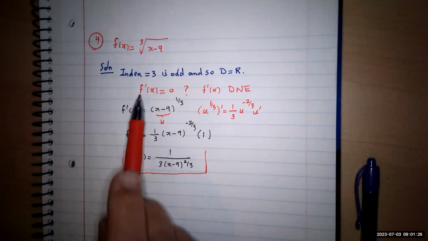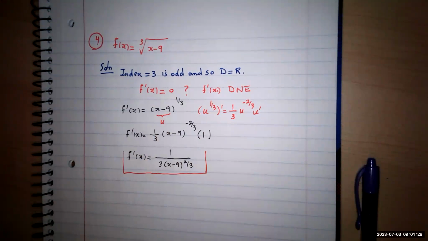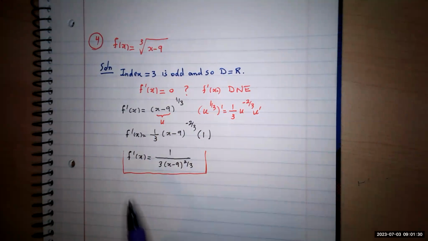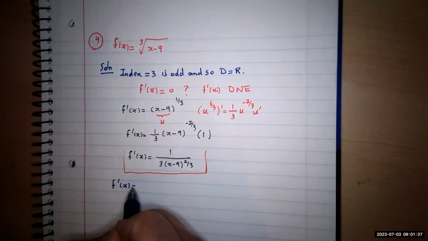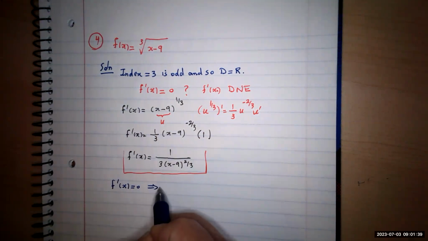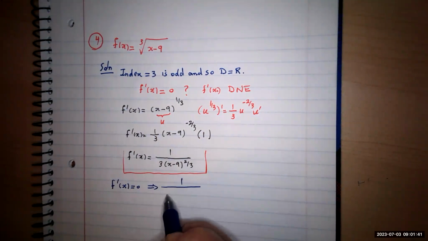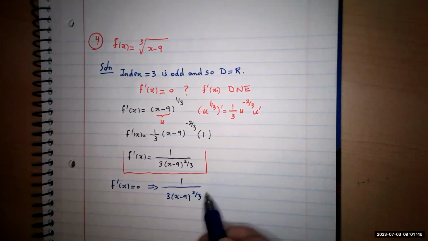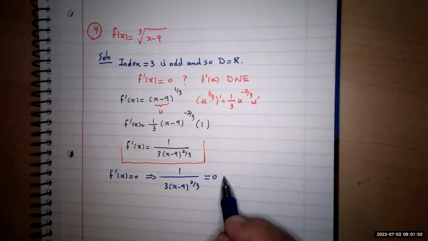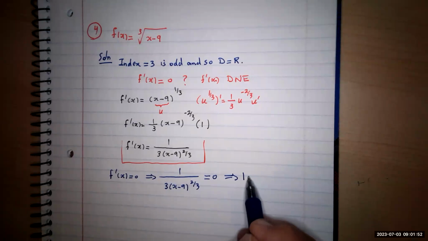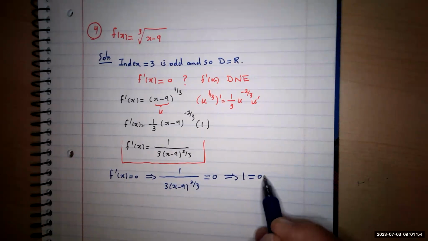Now we're investigating these two cases that we have. For case 1, we let f prime be equal to 0. So check f prime of x equal to 0. So what would happen to this one? It's going to be a fraction, 1 over 3 times x minus 9 to the 2/3, equal to 0. So a fraction would be 0 only if the top is 0. So this means the top must be 0. 1 equal to 0 is impossible. So you didn't get anything from this one.